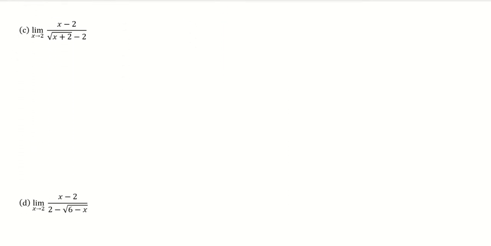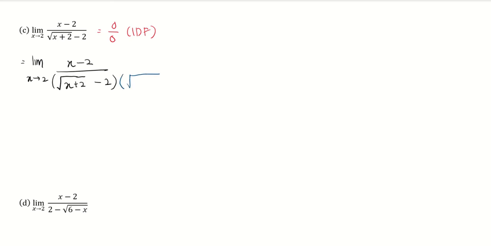Okay, example 3C. If we substitute the limit directly, which is 2, we will get 0 over 0, which is an indeterminate form. So that means we cannot substitute yet. We need to multiply by the conjugate first. Limit of x approaches 2 of (x minus 2) over (square root of x plus 2, minus 2). The conjugate is square root of x plus 2, plus 2, and we also need to multiply the conjugate in the numerator.